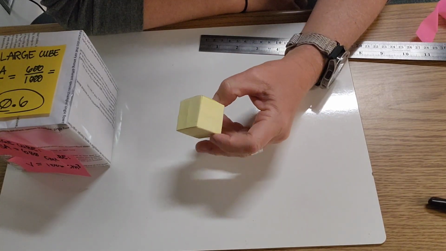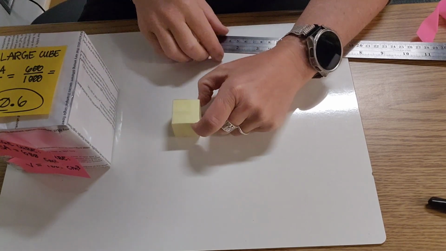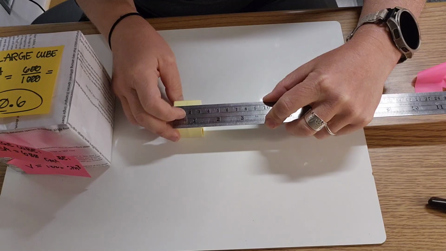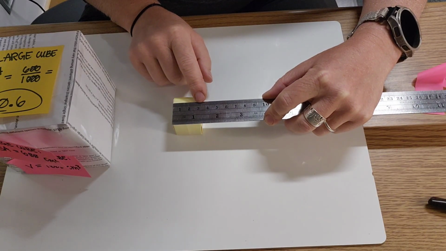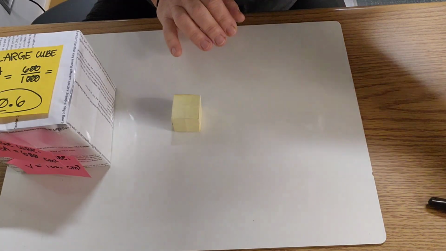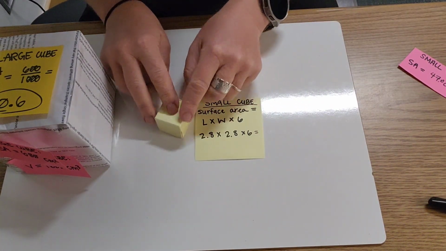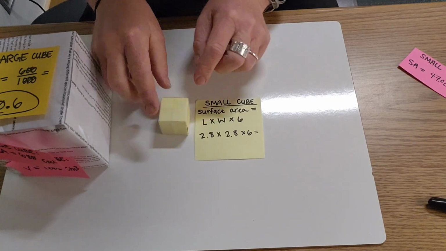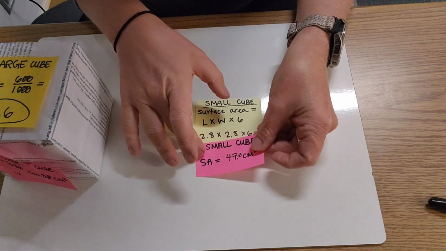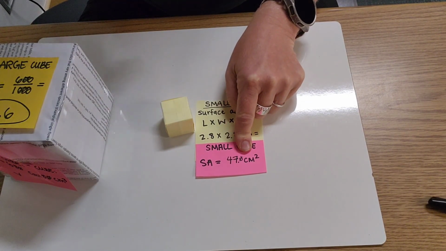Now let's calculate the surface area to volume ratio of our small cube so that we can compare it to our large cube. So same thing, what I need to do is figure out the length of one of the sides. This is about 2.8 centimeters. Therefore, length times width times 6 is going to give us a surface area of 47 square centimeters, allowing for rounding error.